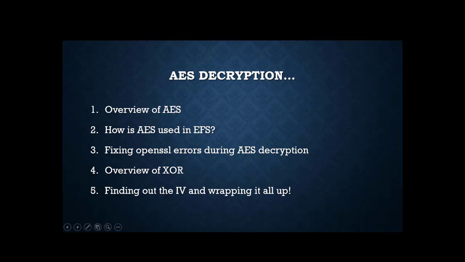So in summary, we started with an overview of AES and saw how AES is used by the encrypting file system. Then we started our decryption process using the AES key. We went on to fix some OpenSSL errors, like we had an error because the encrypted data was not a multiple of 16. And then we had to use the notepad option and so on. We then moved on to an overview of XOR and saw how to figure out the IV. Lastly, we wrapped up with a script that can decrypt EFS blocks when they are encrypted with the AES key.